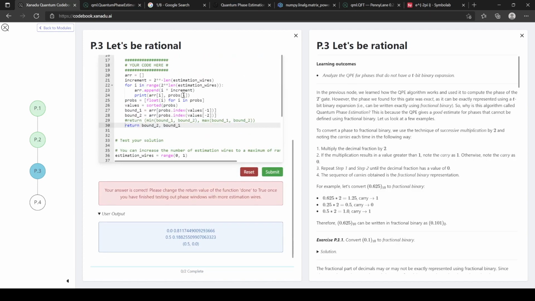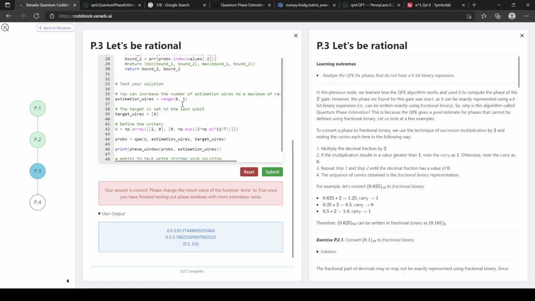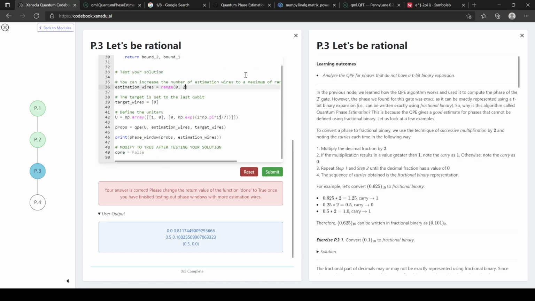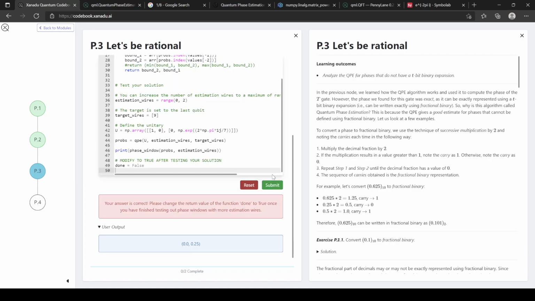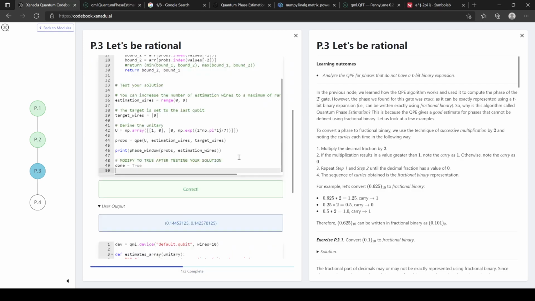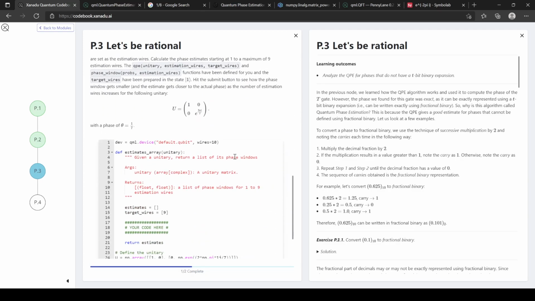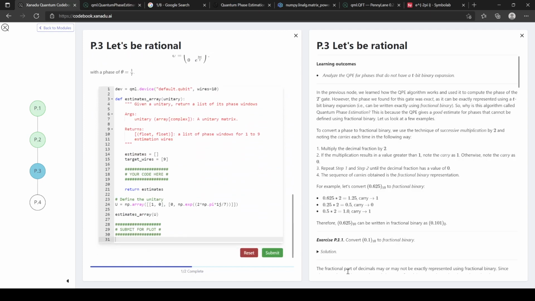Okay, let me not print this anymore. Let's try with a bigger circuit. Okay, there we go. Let's try with 9. All right, we got it working. It was just a little confusion.